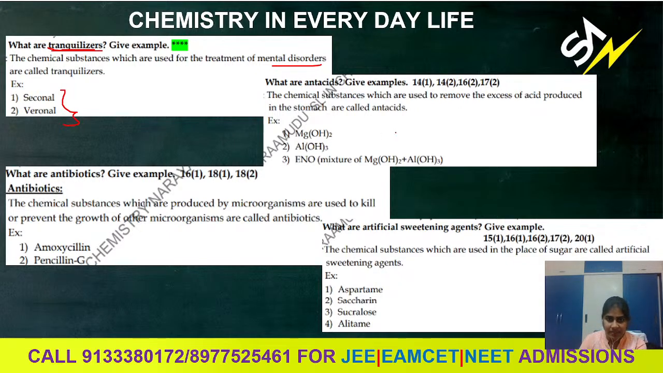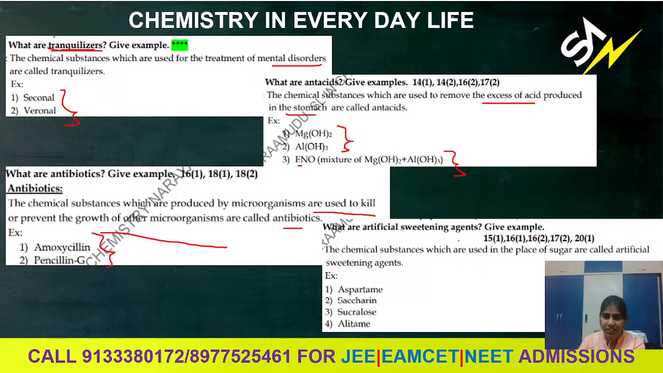Next, what are antacids? These are used to remove excess acid produced in our stomach. These are known as antacids. A few examples: magnesium hydroxide, aluminium hydroxide, and ENO, which is available, which is a mixture of both magnesium and aluminium hydroxide. And here we have antibiotics. What are antibiotics? These are chemical substances produced by microorganisms which are used to kill or prevent the growth of other harmful microorganisms. These are known as antibiotics. Examples, penicillin types, amoxicillin and penicillin.